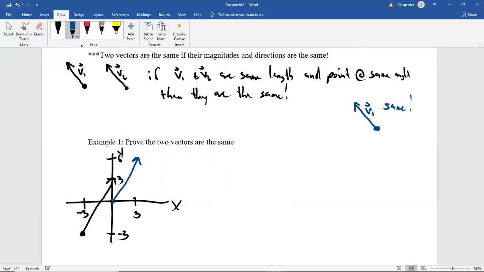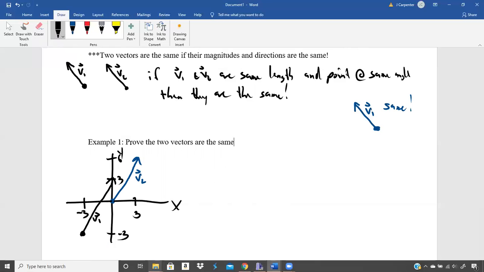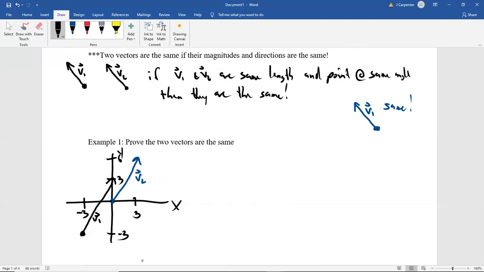So we got V1 and V2. Now, they look pretty resemblant of each other. It kind of looks like I just drew two parallel lines. They kind of look parallel, but just because they look parallel doesn't mean they're parallel. You would have to prove that in some way. Parallel. Maybe we can do something with that.